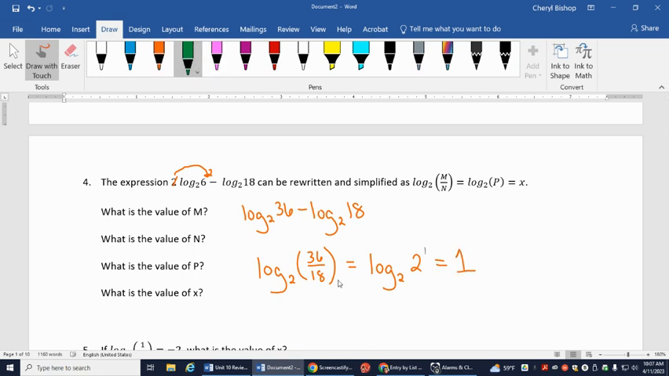Okay, so the value of m is 36. This is m. 18 is my n, the denominator. P is log base 2 of a single value, log base 2 of 2. And then x equals 1. Questions on 4? Okay, let's go look at 5.